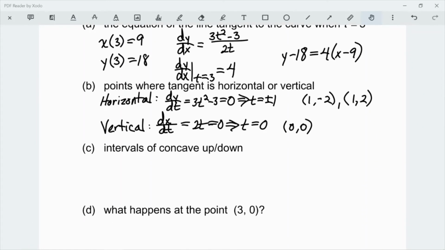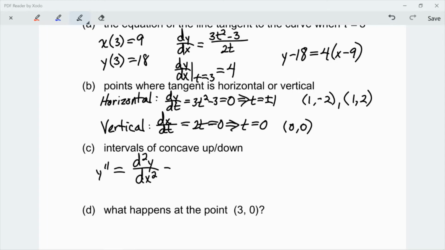Now, concavity, it says intervals of concave up and concave down. So we're still analyzing a function, or doing the same things as when we were analyzing functions before, but now we have this parametric setup. So I want y double prime, right? Well, that means I need the second derivative of y with respect to x, and that would be the derivative of dy/dx. So the derivative, my dy/dx, we found up above in part A, it was (3t squared minus 3) over 2t. So I'd have to take the derivative of that with respect to time and then divide by dx/dt, which is 2t.